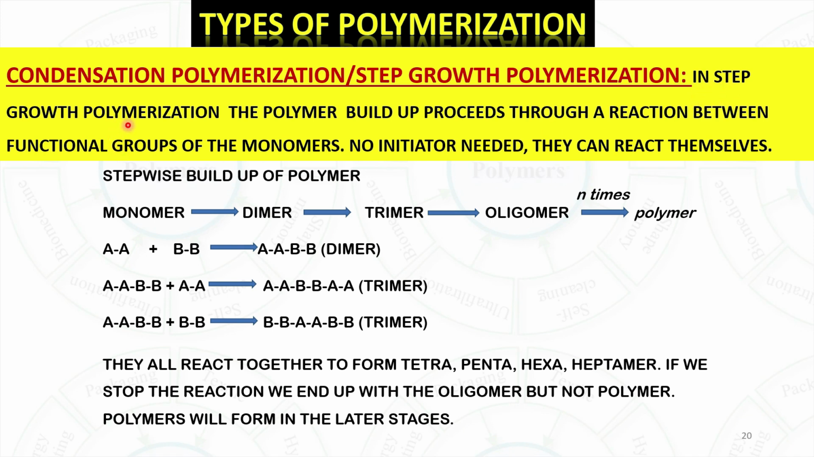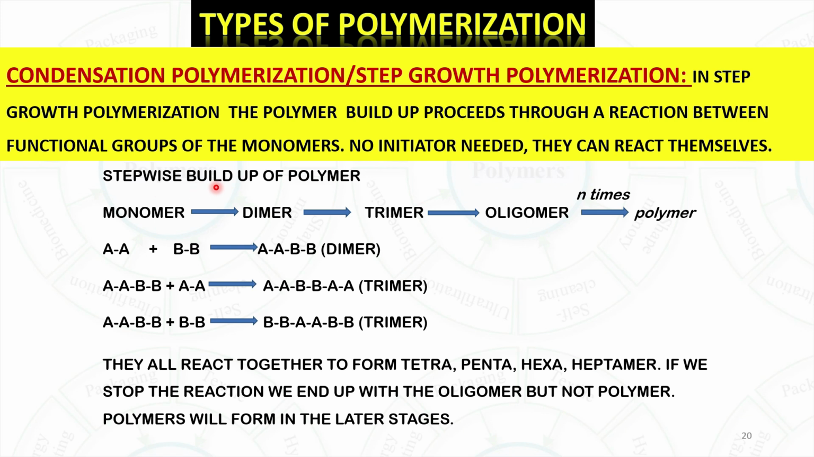Okay, so what happens in the condensation polymerization? In step growth or condensation polymerization, the polymer builds up through a reaction between the functional groups of the monomers. Since the functional groups of the monomers are reacting, your monomers must be at least bifunctional. Since these functional groups are reacting together to form the polymer, there is no need for an initiator. But in the earlier case, in addition polymerization, we need initiators. That's why, based on the initiators, we have the cationic, free radical, and anionic polymerization mechanisms.